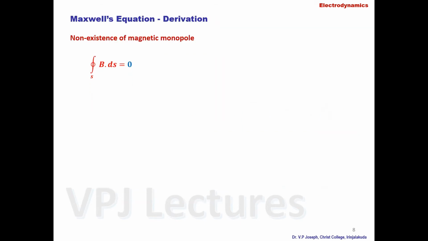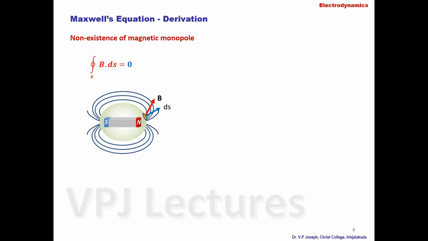Now let us consider the derivation of these Maxwell's equations. We have already derived these equations in our earlier lectures here and there, so I would like to just compare those things that we have discussed in our earlier lectures. First let us consider the first equation, that is del dot B is equal to 0, or non-existence of magnetic monopole, represented by surface integral B dot ds is equal to 0.